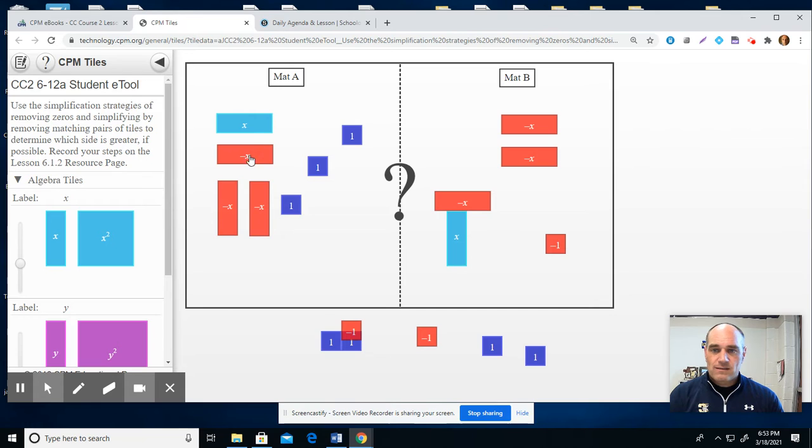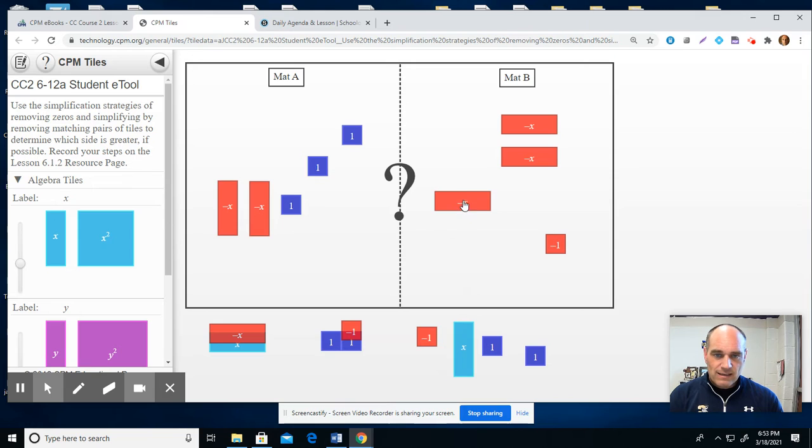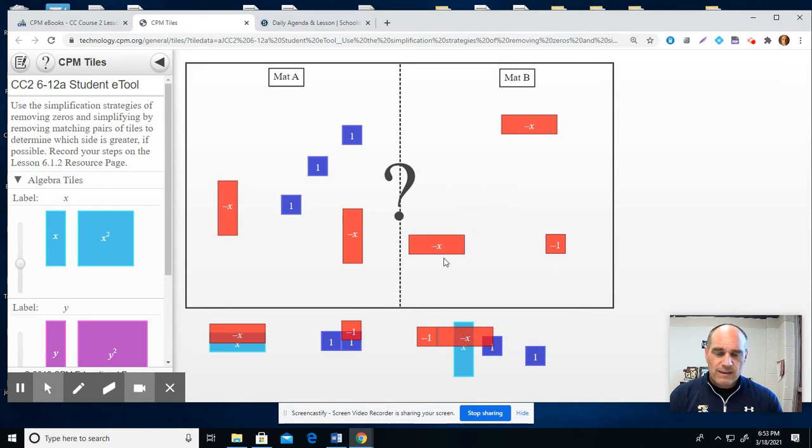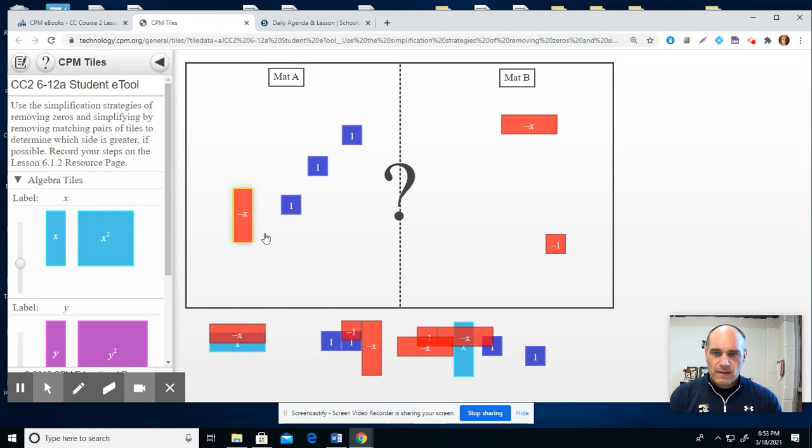I could also do this. I have some zero pairs on the same side. So I'm going to take the positive x off and the negative x off. And let's see, I got a zero pair here. A positive x and a negative x gives me 0, so I can take those off. What else can I do? I have a negative x on this side and a negative x on this side. As long as I'm taking the same amount off both sides, that's legal. So I take off negative x's. I have another negative x on both sides, so I can take them off.